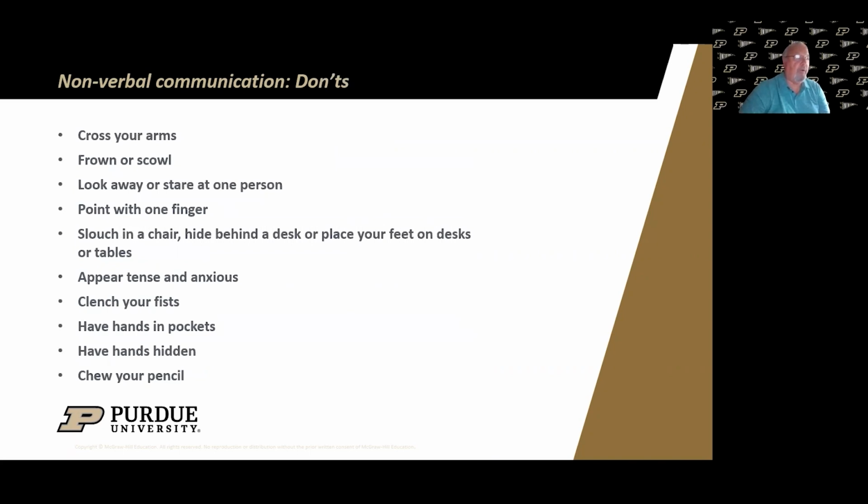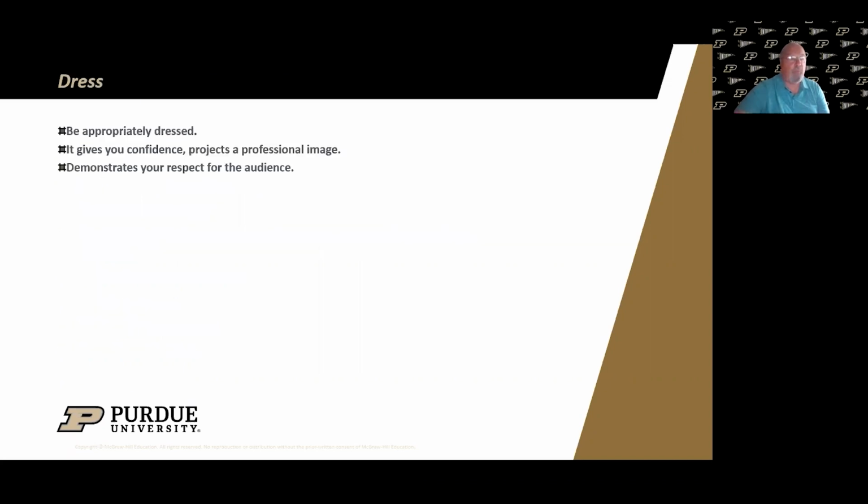Don't stare or look away or stare at one person. Don't point your fingers. Don't be tense. Enjoy yourself. Don't chew on a pencil or chew gum when you're giving presentations. You need to relax and emphasize that you're happy to be there. You're enjoying the process of being there. I think that by itself will make the audience feel comfortable with you.